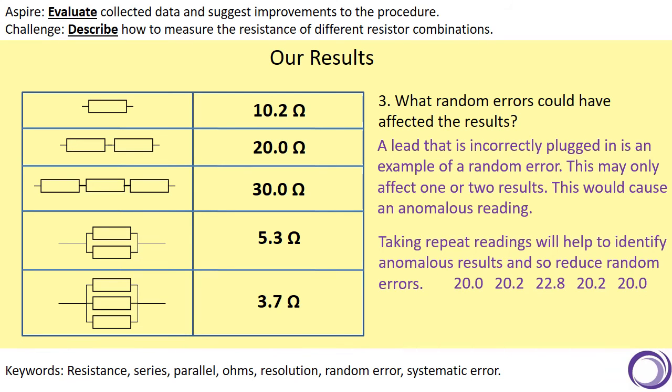We've got those 5 values that we've taken: 20.0, 20.2, 22.8, 20.2 and 20.0. They look pretty precise to me apart from one. So there's an anomalous result. It's obviously anomalous, so I'm not going to use that one. With the other 4, I can find a mean by adding them up and dividing by 4. So I'd get a mean result, an average result, of 20.1. And then I would use that one. So I've reduced that random error.